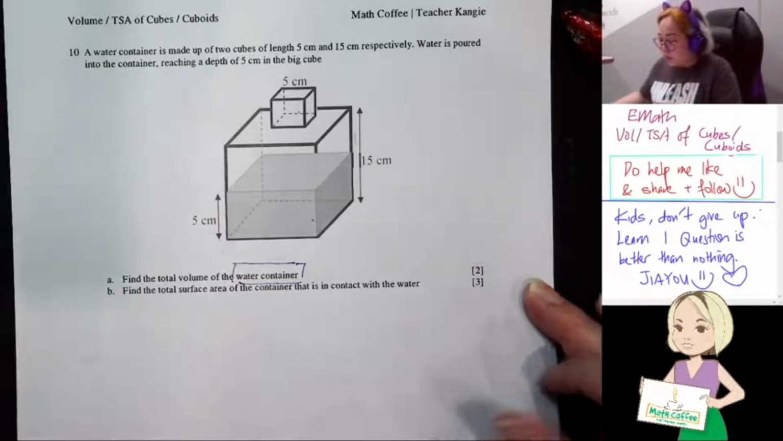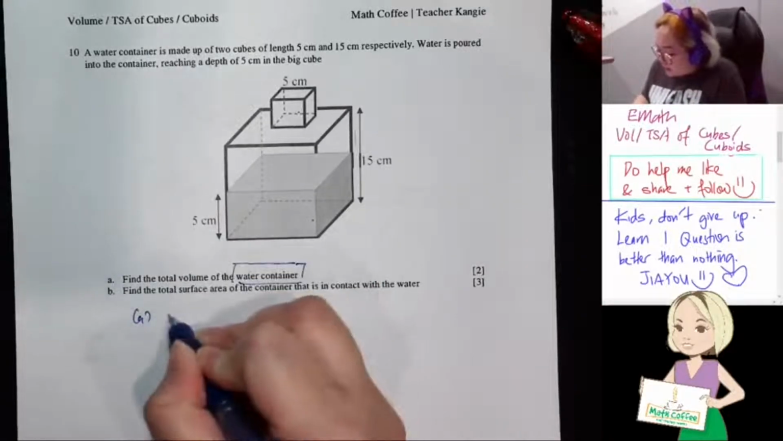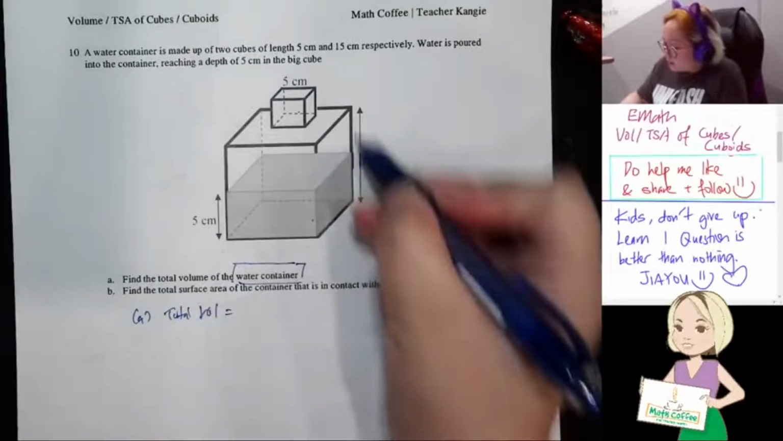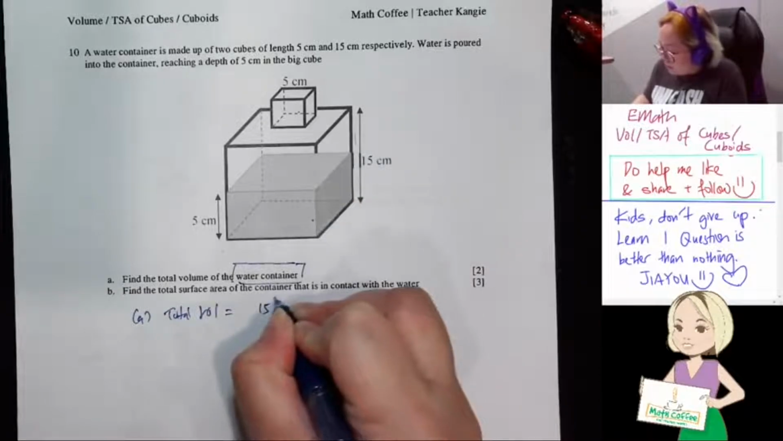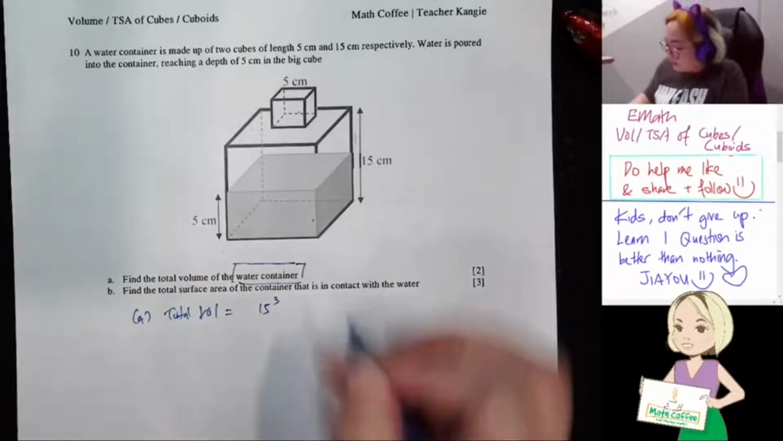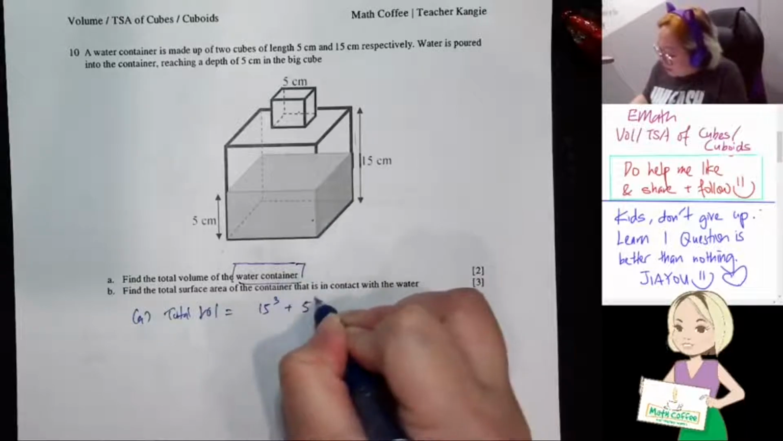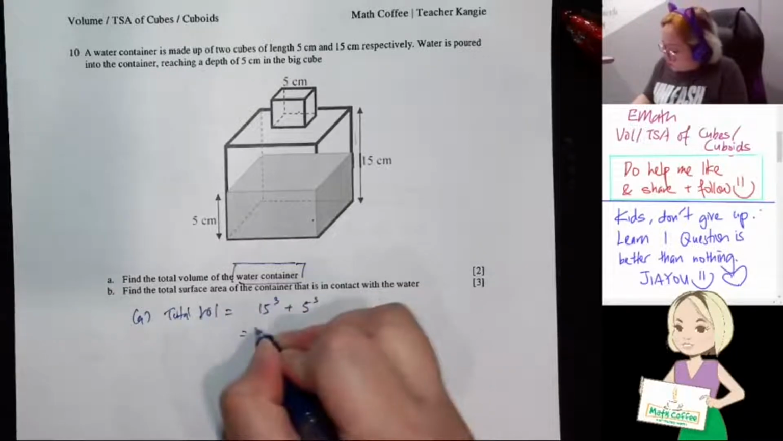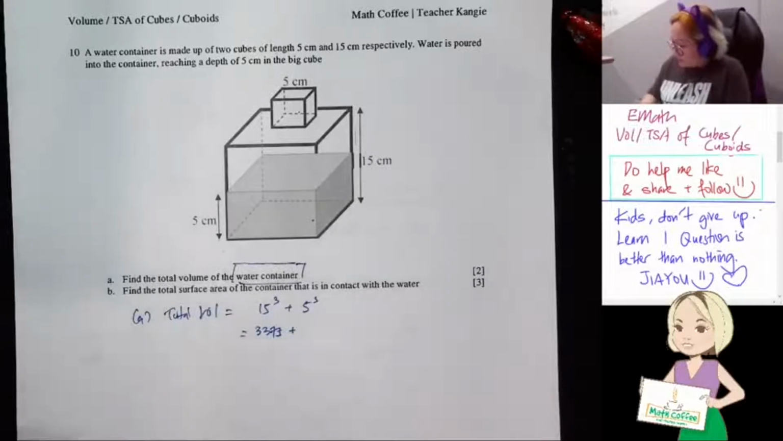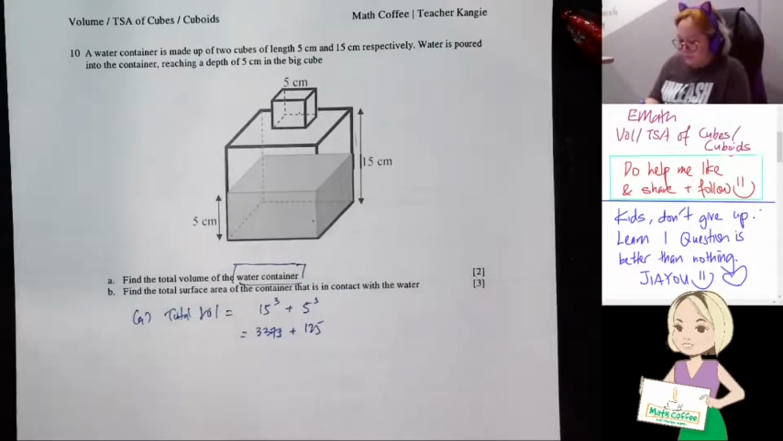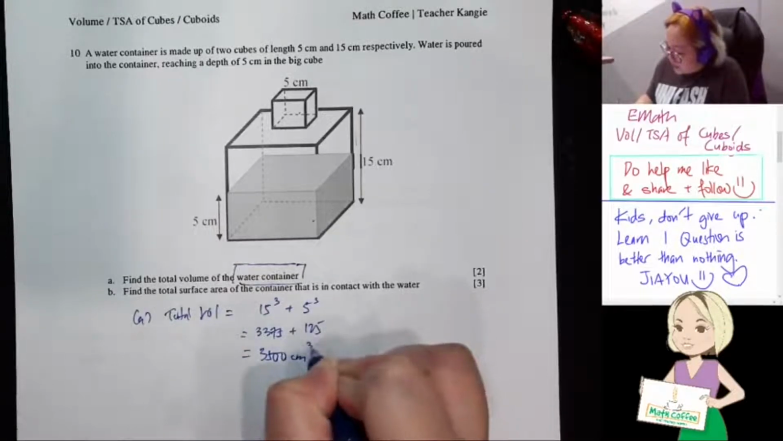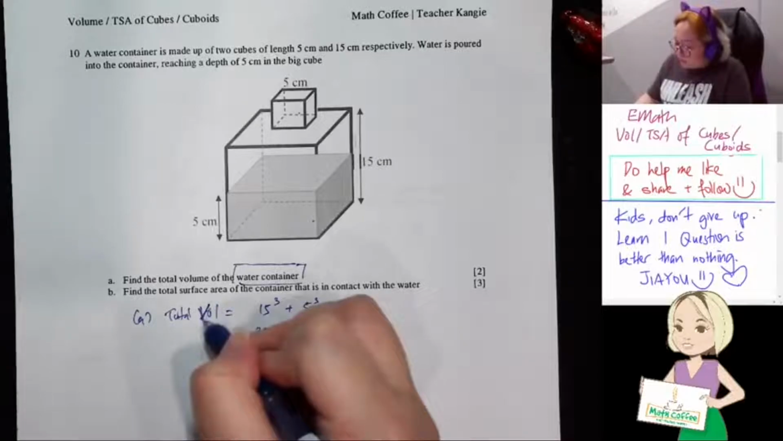Okay, so for part A, the total volume will be the big cube, which is 15 to the power of 3, which is 15 times 15 times 15, plus 5 to the power of 3. So 15 to the power of 3 will give us 3375, plus 125, and that will give us 3500 cm cube. So that is the total volume.